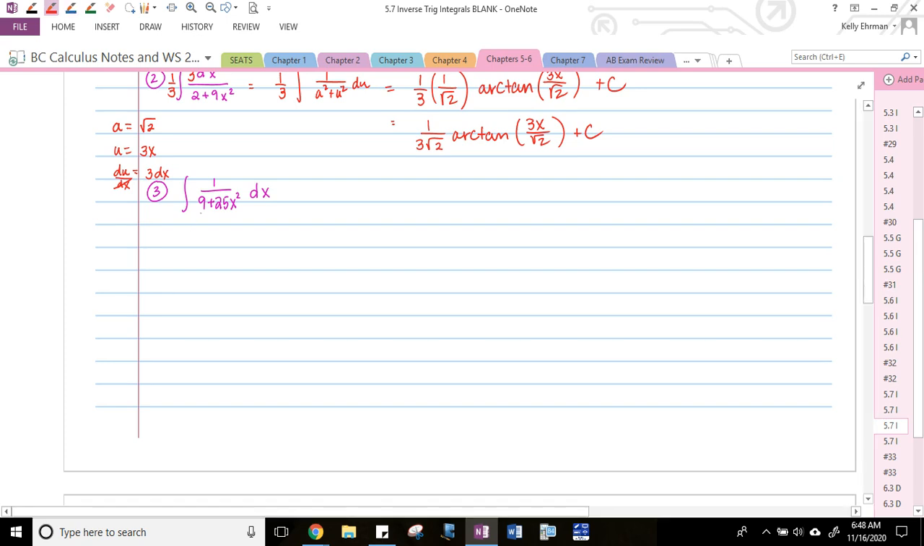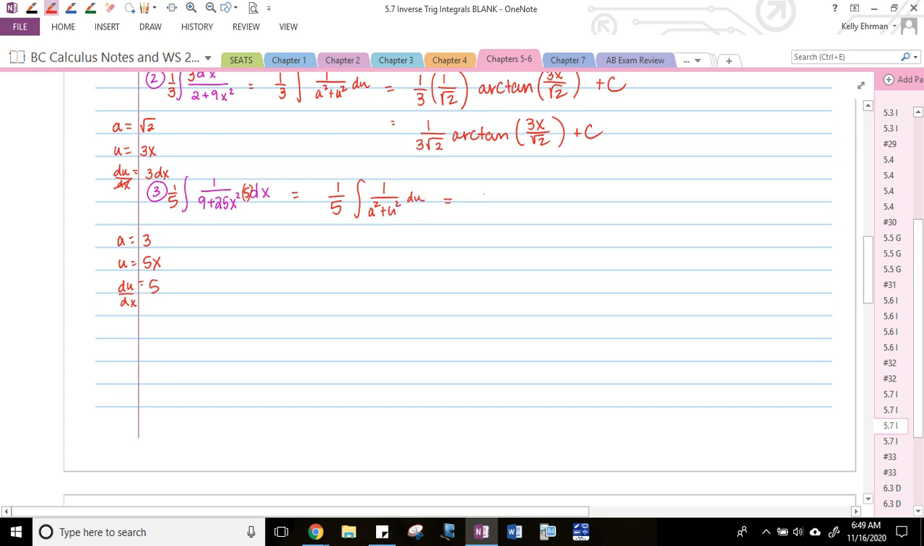All right, for number 3, a is the square root of 9. U is the square root of 25x squared. Du dx would be 5. So du is 5 dx. So if we need a 5 multiplied in here, we'll put a 1/5 out in front. So 1/5 times the integral of 1 over a squared plus u squared du.